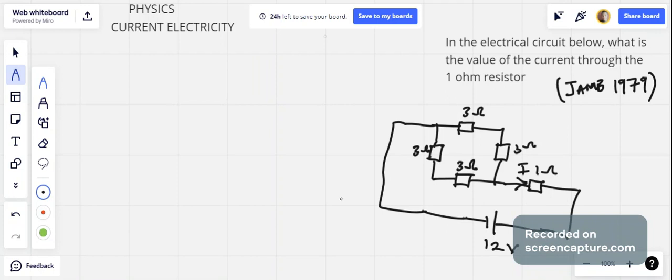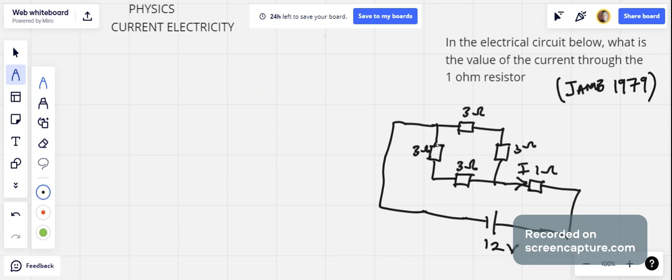Before you are able to calculate the current through that resistor, the first thing you have to do is analyze these resistors that are here. Let's look at these four resistors: one, two, three, four. Each of them is a 3 ohm resistor. So let's see how we can simplify that network.